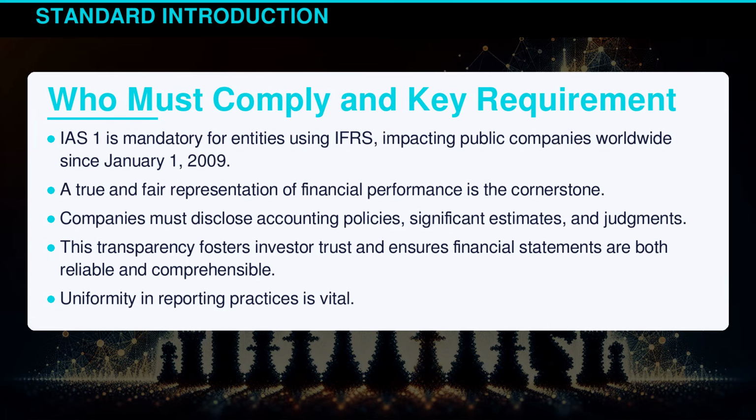IAS 1 is mandatory for entities using international financial reporting standards, impacting public companies worldwide since January 1, 2009. A true and fair representation of financial performance is the cornerstone. Companies must disclose accounting policies, significant estimates, and judgments. This transparency fosters investor trust and ensures financial statements are both reliable and comprehensible. Uniformity in reporting practices is vital.